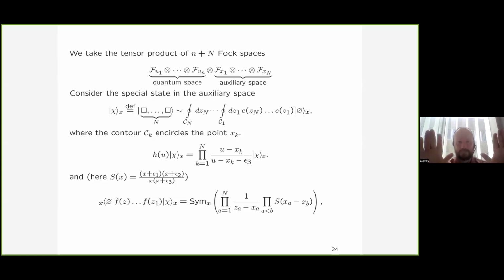Now I come to the construction of the beta vectors. Let me call them off-shell beta vectors. In order to do so, I have my quantum space, and the inhomogeneities of which I called u, and I also need some auxiliary space, which is a tensor product of large capital N Fock spaces with the parameters x1 to xn. So this N is like what we would call the number of magnons in an ordinary spin chain. Here it is the level of my representation.